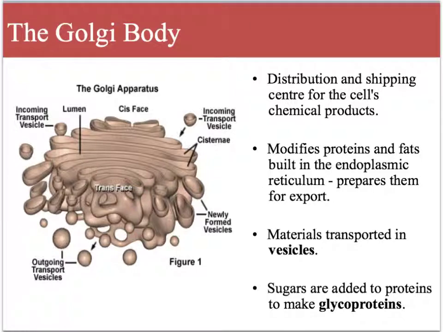So our Golgi, these look very similar to endoplasmic reticulum, except they never have ribosomes attached. You can call the Golgi either Golgi Body or Golgi apparatus, both are correct. The Golgi is spelt with a capital G. Their job is distribution and shipping for the cell's chemical products. So things that one cell makes, it can then export to another cell. It modifies proteins and fats built in the endoplasmic reticulum and prepares them for export to other cells. The materials that are transported are done so in little vesicles, so little buds that come off, and sugars are added to proteins to make glycoproteins.